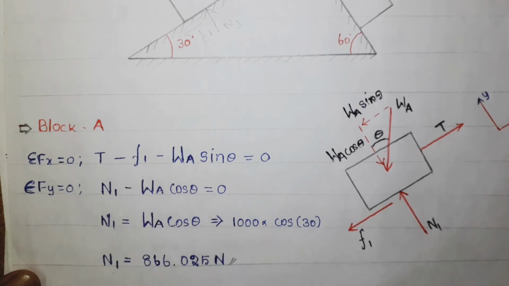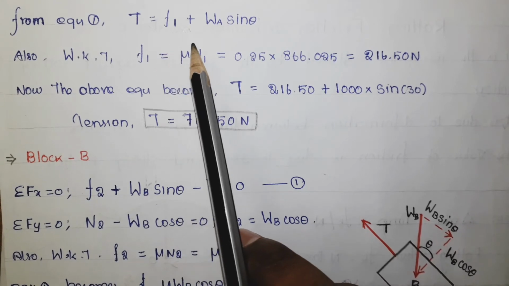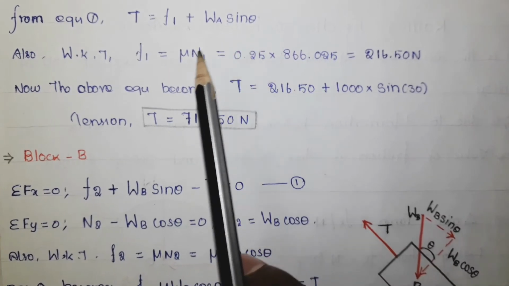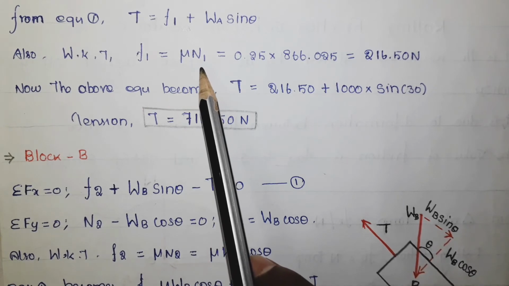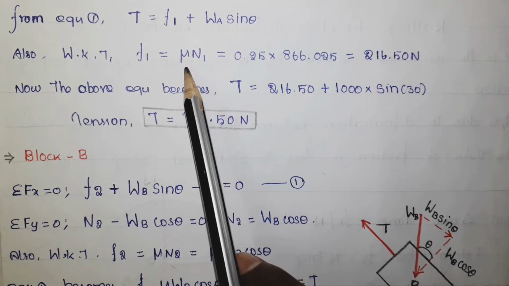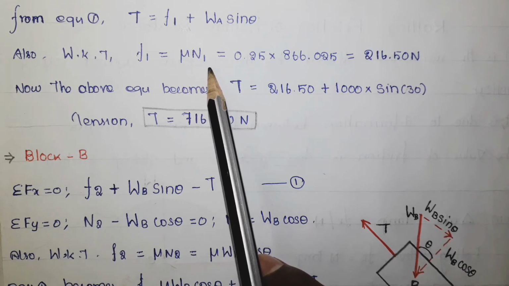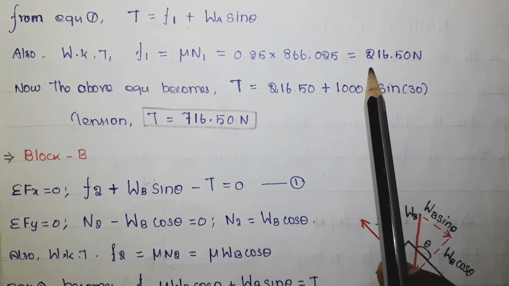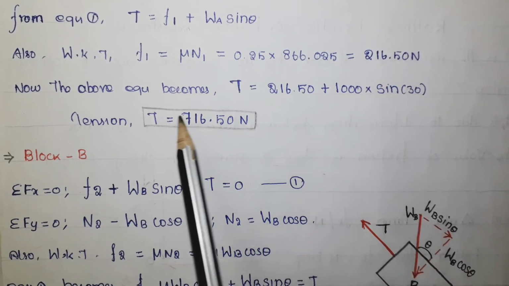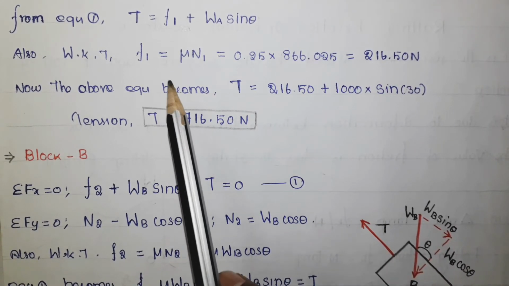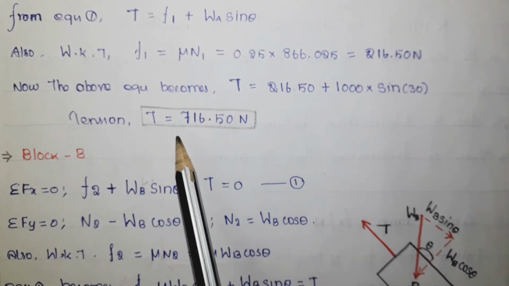Now let us go to this equation. Now it becomes T equal to F1 plus WA sin theta. We know the friction equation, which is nothing but F1 equal to mu into N1. We know the value of mu, it is given in the problem as 0.25, and N1 we just got the answer. Just substitute the values, and you will get the answer for friction F1, which is nothing but 216.50 Newton.